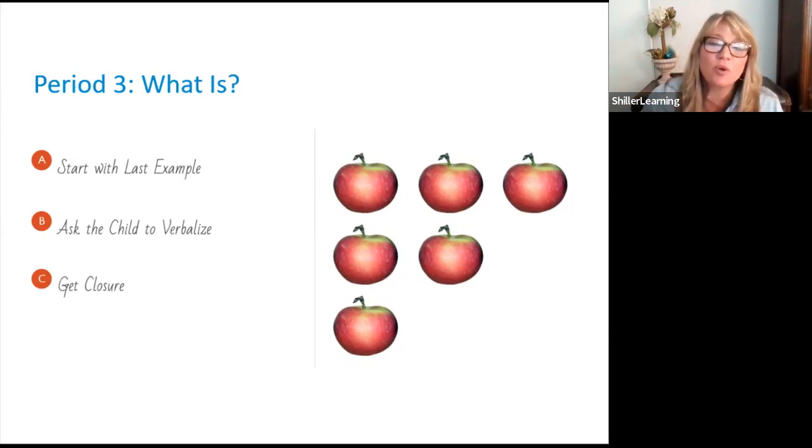So, what is this? Pointing at the two, hopefully they're going to say two. Then again, not necessarily going in order, you can mix that up and go to either one or two. What is this?